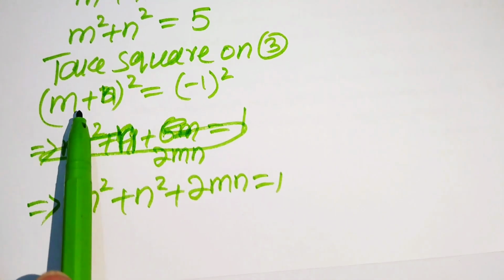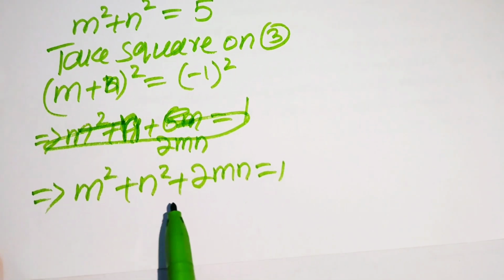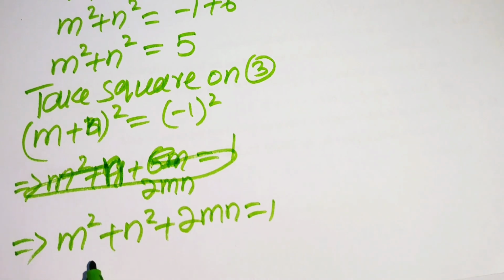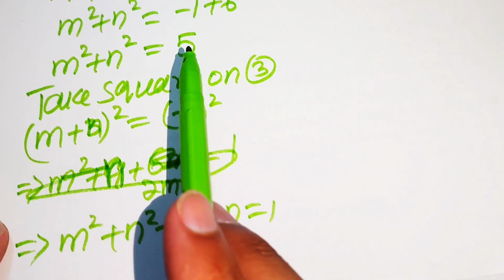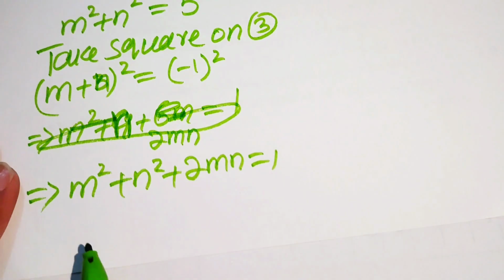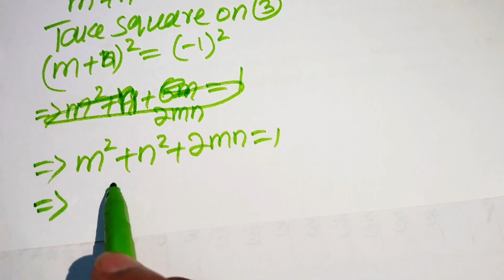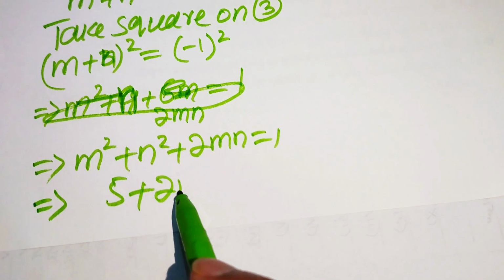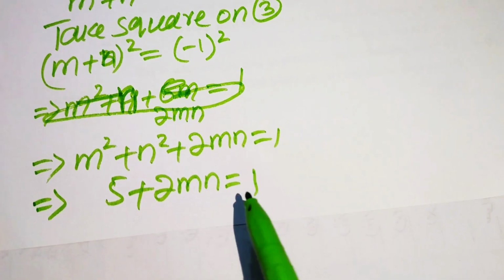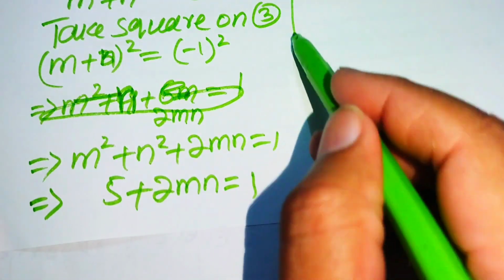When we open the square of this term, we get this. Now we have the value of m square plus n square as 5, so we substitute this value of m square plus n square here and we obtain 5 plus 2 times mn equals 1.